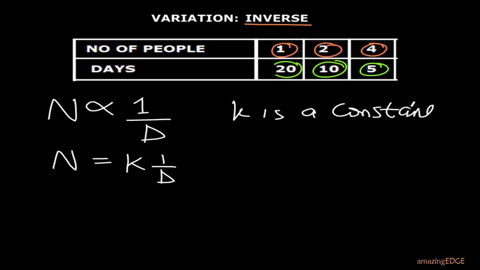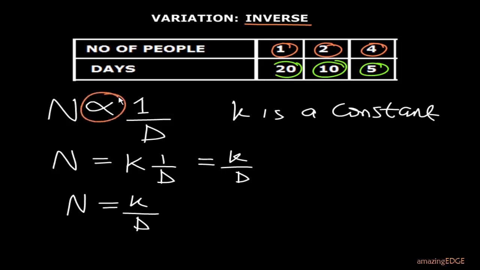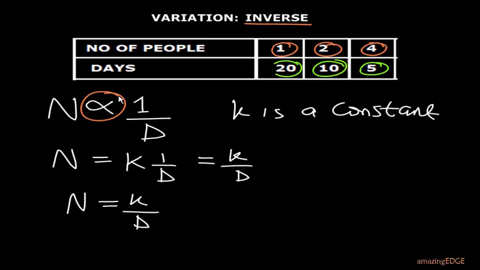Remember that you can write this as k over d. That is k times 1 over d, so that n becomes k over d. When you want to remove the variation sign, if you have 1 over something, it means inverse variation. But if it is direct, you don't need to have 1 over. You simply have that in there. So in a subsequent video, we'll look at more appropriate examples.